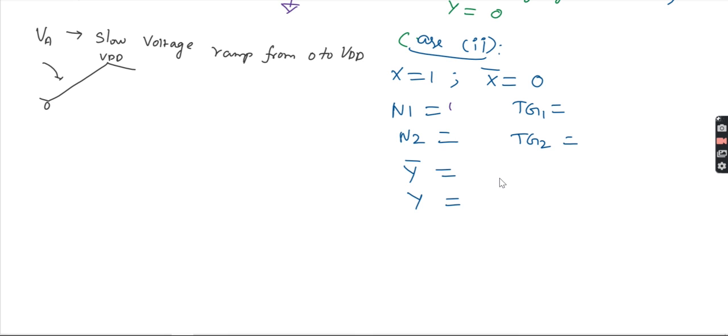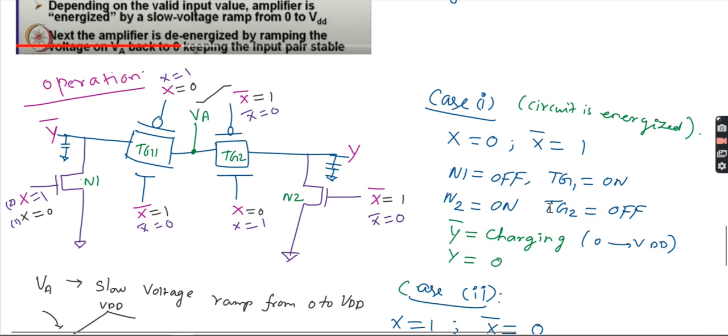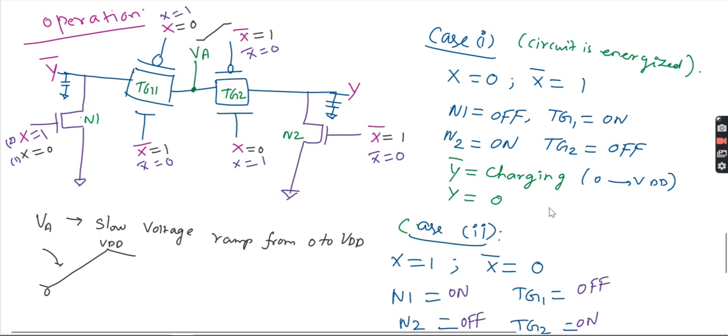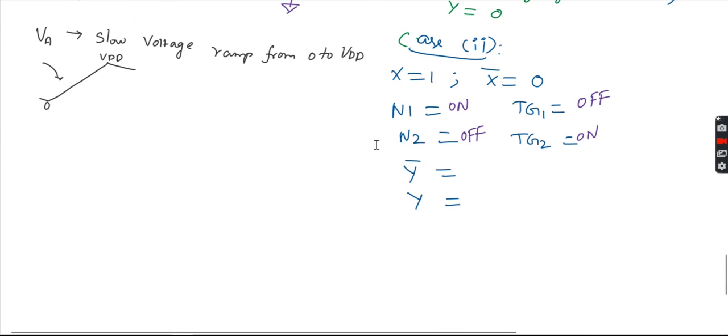So when the TG1 is off, N1 is on, right? We have seen N1 is on, N2 is off. The TG1 is off. The TG2 will be on. You see this because x is equal to 1. So this will be on. If this is on, here we are having the capacitance Y. The portion of Y will be charging. See, the Y is charging from 0 to VDD.